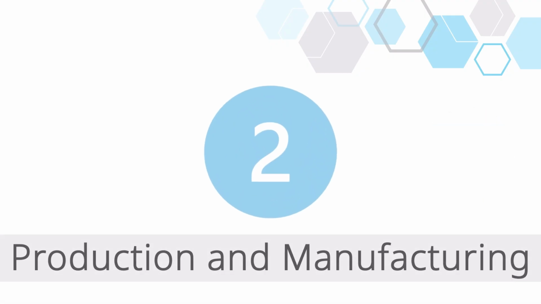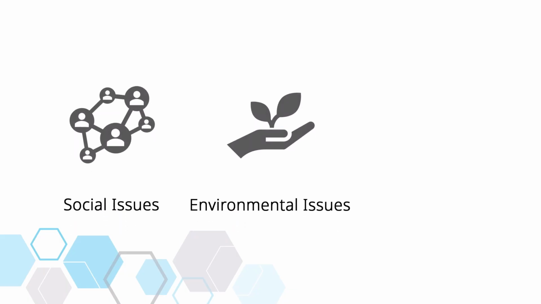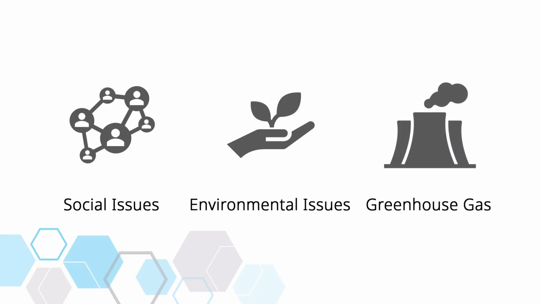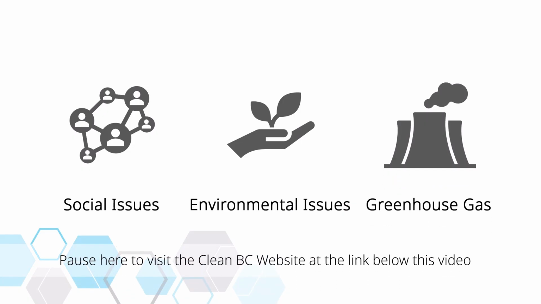Number 2, production and manufacturing. When you consider this factor, impacts could include social and environmental issues. One example is greenhouse gas emissions. Pause here and follow the link below this video to visit the Clean BC website for more information.